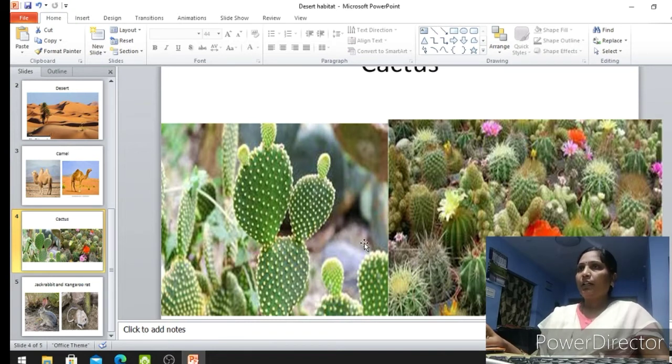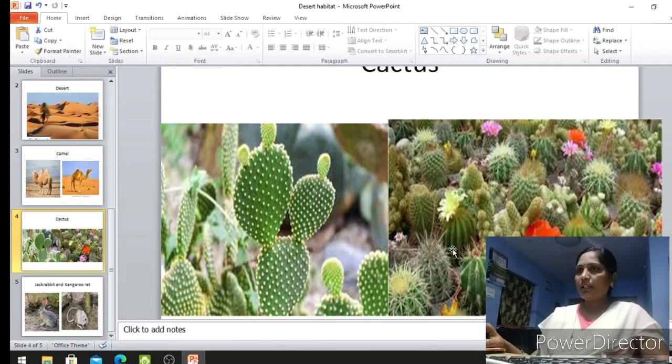Why are they modified into spines? Because of the transpiration process you learnt in the last class. The excess amount of water comes out from the leaves through stomata. So if the leaf is big, the transpiration process will be greater. To reduce the transpiration process, their leaves are modified into spines. Then when they are in spine form, their color changes. They change into brown color.